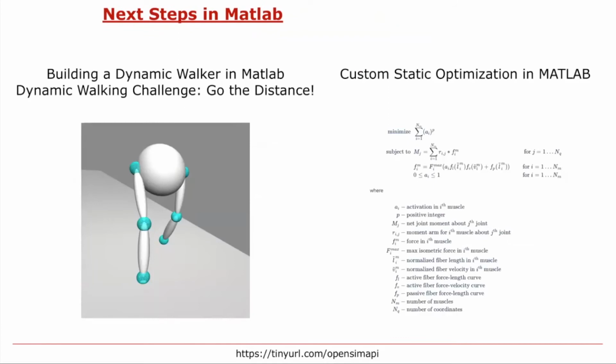Here are 3 Matlab examples on OpenSim's documentation site. We have 2 examples related to a simple passive dynamic Walker model. The first is building this model from scratch. The second is simulating the model to walk as far as possible. The third example I'm showing here was just created by Nicholas Bianco and shows you how to write your own static optimization algorithm in Matlab.